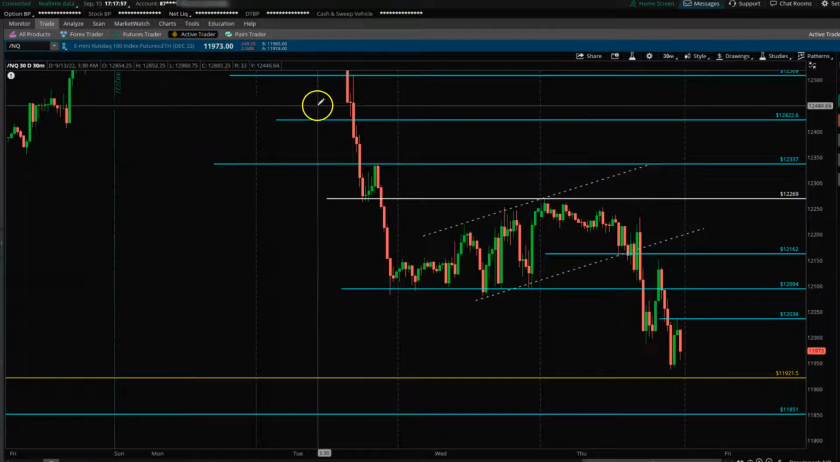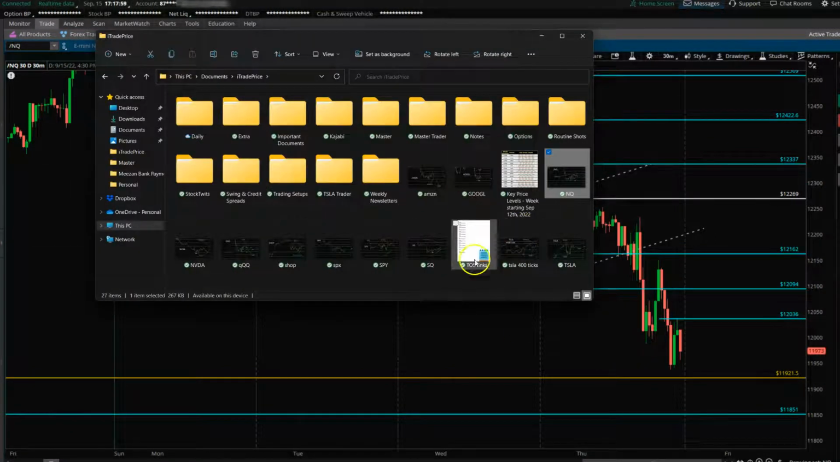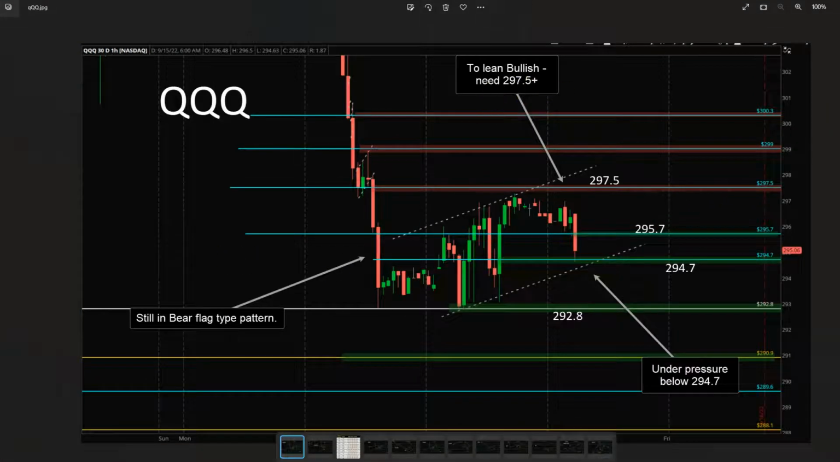Similarly in QQQ, if we pull up the chart that we shared in the morning, to lean bullish, it clearly told you that only once above 297.5 would the chart lean bullish. Bullish in the sense that it would not be aggressively bullish, because that would be its first attempt to get above this bearish pattern. So you still want to give it a chance and see how it handles this area. Does it break out? Does it make a higher low and then break out further higher?